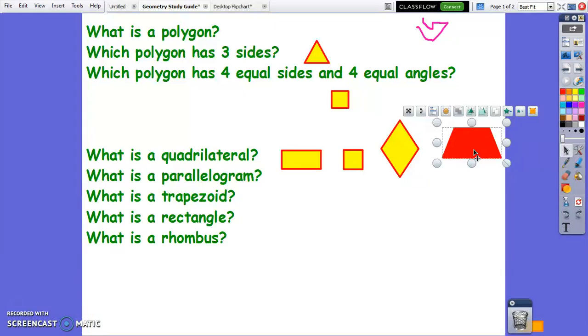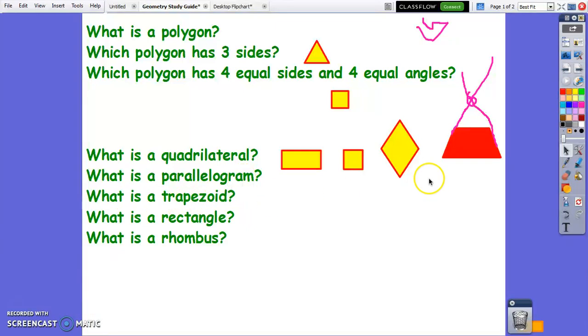Why is a trapezoid not a parallelogram? It's because it only has one set of parallel lines. The top and the bottom are parallel. But when you come to this edge here, it goes on forever, and this side goes on forever, and they'll intersect right here. So it has one set of intersecting lines. So that's why a trapezoid is not a parallelogram.